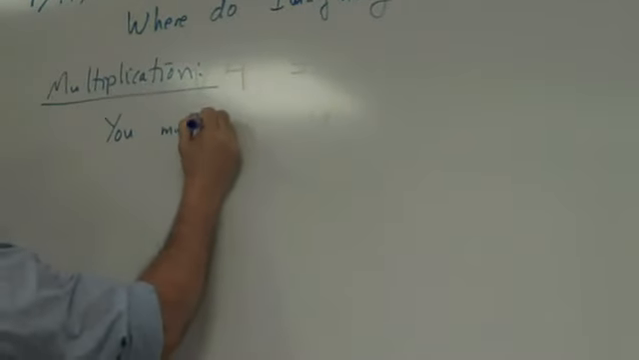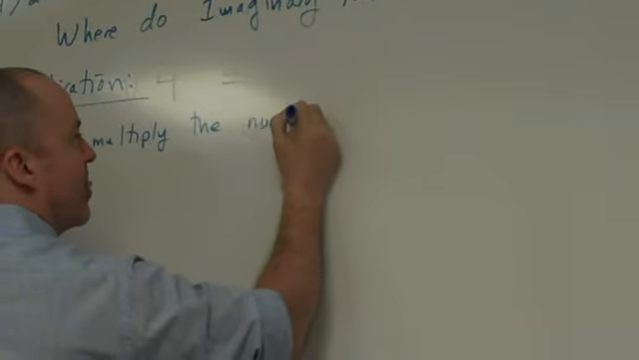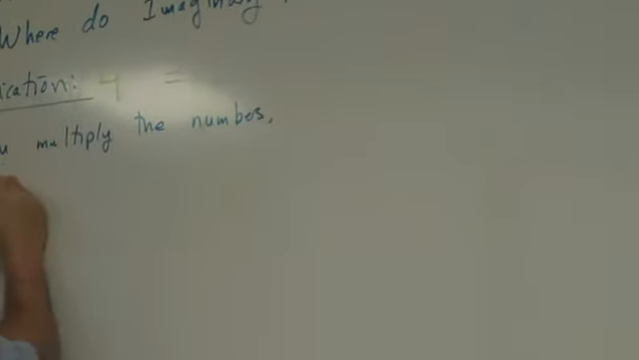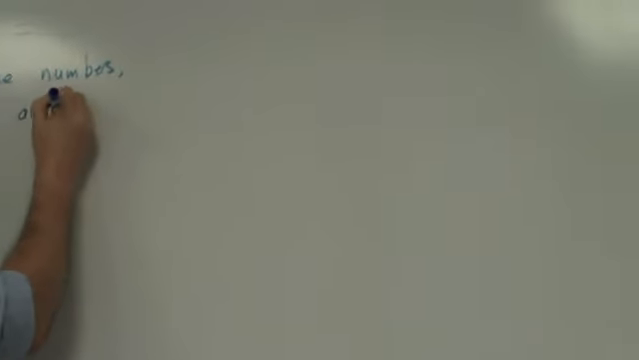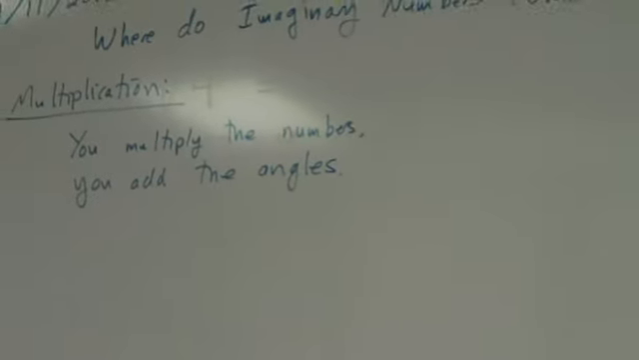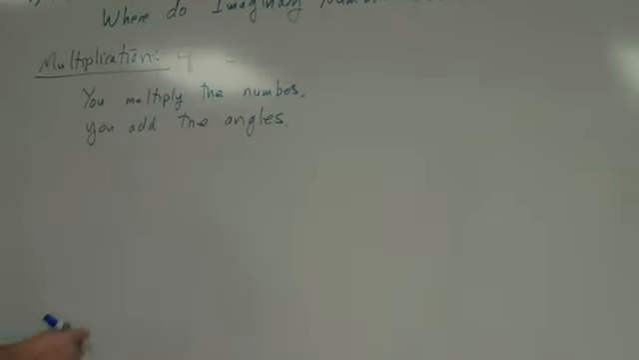Multiplication. Okay? The rule is you multiply the numbers, you add the angles. Not going to work out the formal proof of why that works, but I have done so, so take my word for it. Okay? And once I did that, I realized something I'd wondered about since 8th grade was actually true. Multiply the numbers, you add the angles.